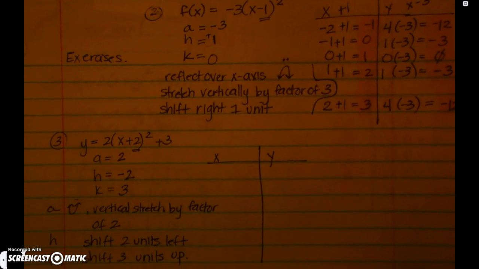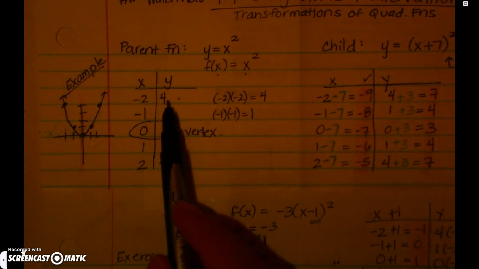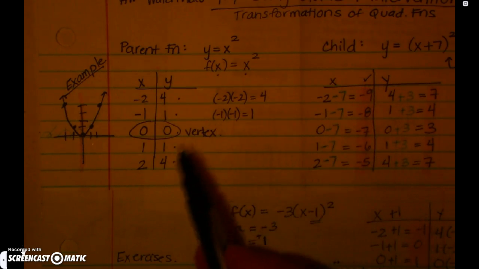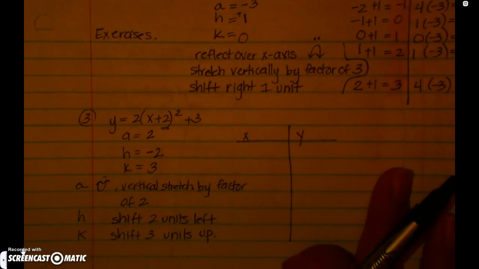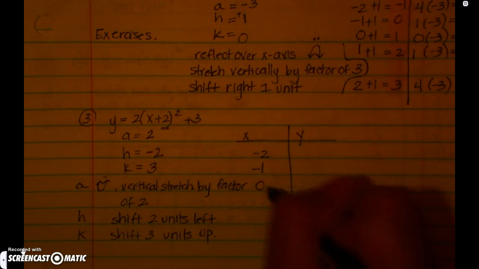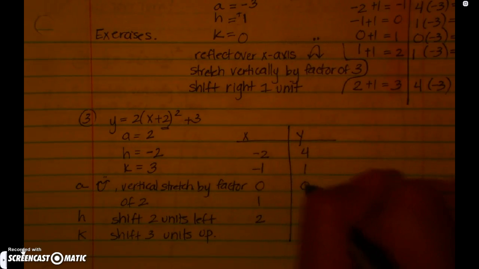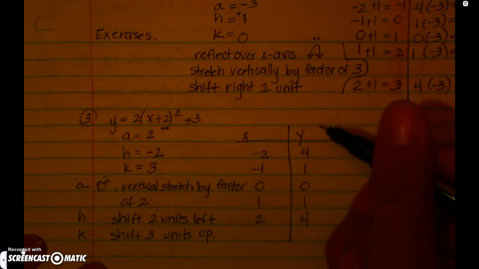So again, you go back to your original parent function. Your parent function values are always going to be the same: negative 2, 4, negative 1, 1, 0, 0, etc. The graph is always going to be the same. It's just that you're transforming it, moving the graph up, down, left, right, or reflecting it. So if we look at number 3, I'm going to copy the x values and the y values from my original parent function. In this case, it's telling me to shift 2 units to the left, so I'm going to subtract 2 from each x value.